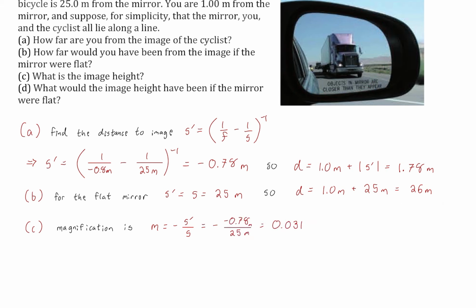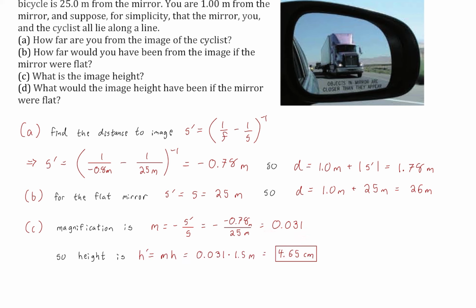Okay, so let's find the magnification. This is the magnification for the curved mirror, the convex mirror. Plug in our value of s prime, which is negative. So the negatives cancel, which they should, because we should get an upright virtual image. And there's our magnification. That's a pretty small magnification, right?